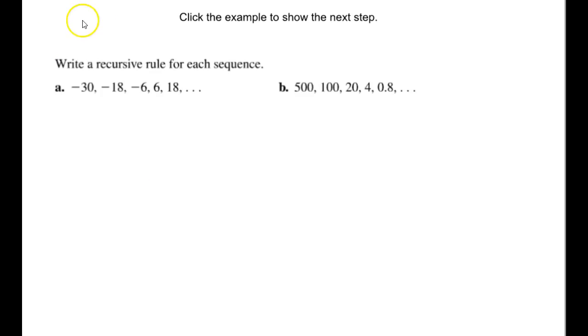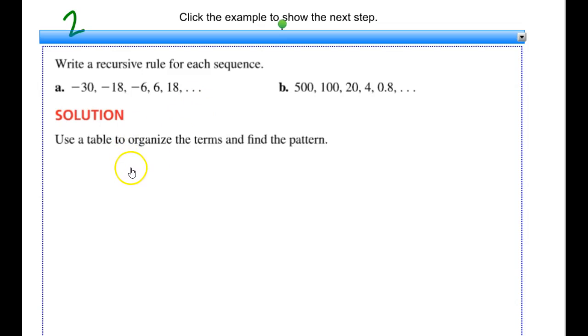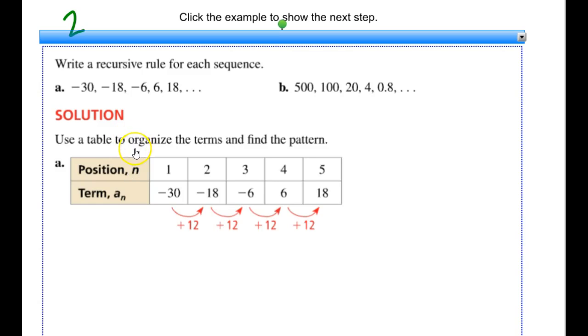So this right here is going to be example number 2, where we're going to be writing the recursive rule for each sequence. So before we were given the rule and we had to come up with the sequence, and now we are given the sequence and we have to write the rule. So the first thing we want to do is figure out what the pattern is and organize our thinking and our data. So we're going to write a table.